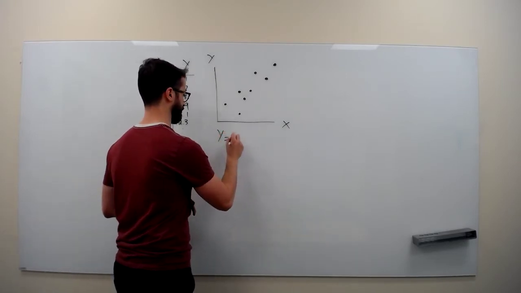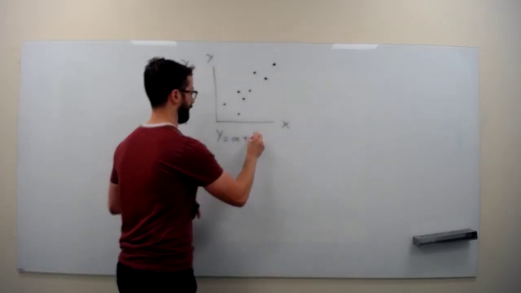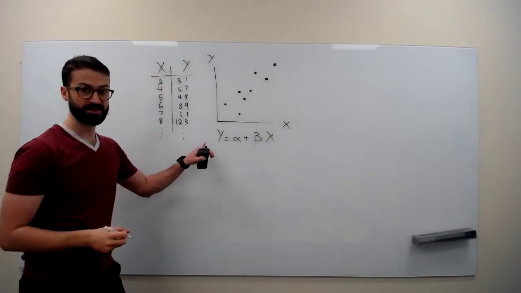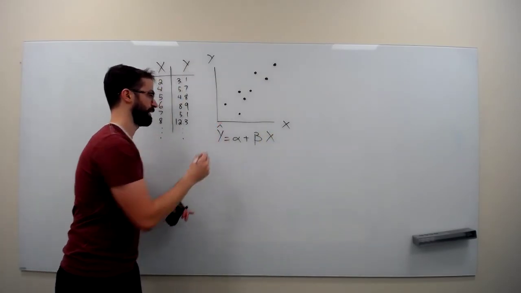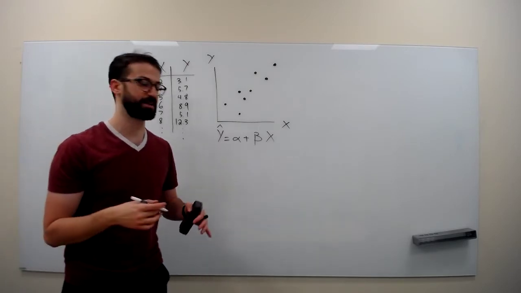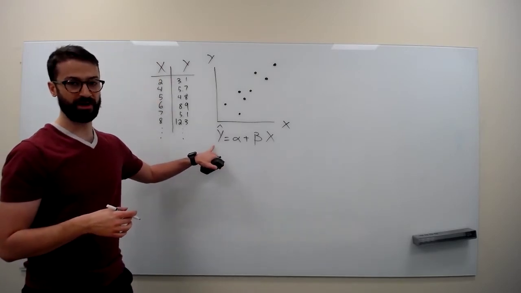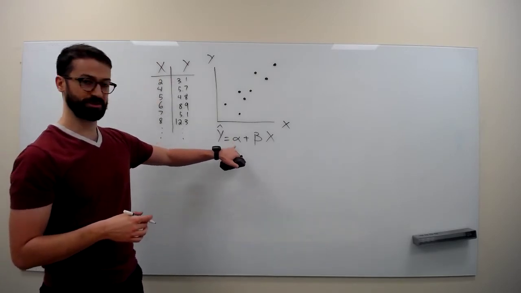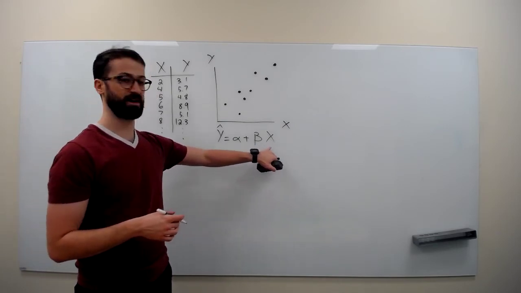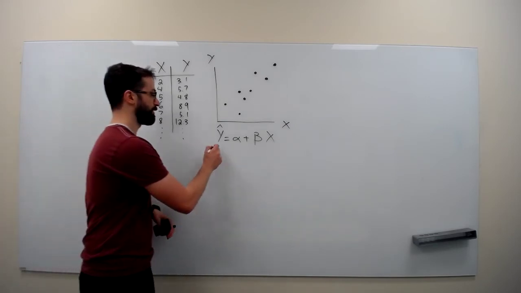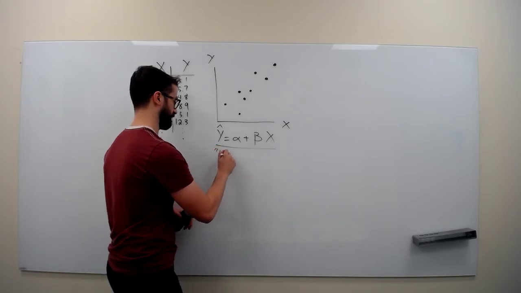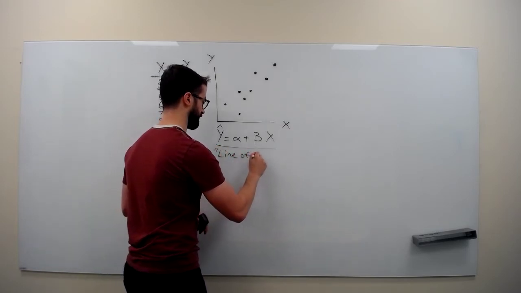So we are going to fit some model where we predict y, and we're going to put a little hat on y. We put a hat on y in statistics when we're predicting something. So our estimated y is going to be this alpha, which is our intercept, plus beta, our slope, times our x value. I'm just going to write this so we can remember, this is our line of best fit.